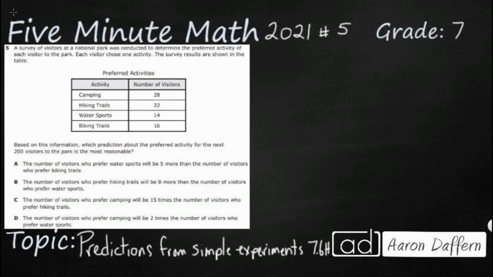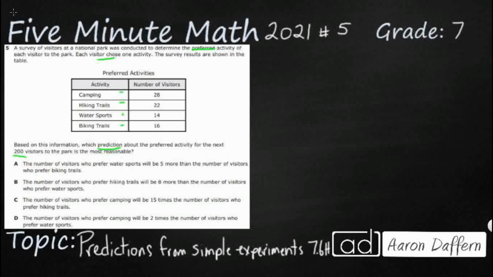So we have a survey of visitors at national parks, determining their preferred activities. Each visitor only chose one, so that means the number of visitors selected here can be counted simply by looking at this table. We've got visitors for camping, hiking trails, water sports, and biking trails. Based on this information, which prediction? We're going to make a prediction about the future for the next 200 visitors.